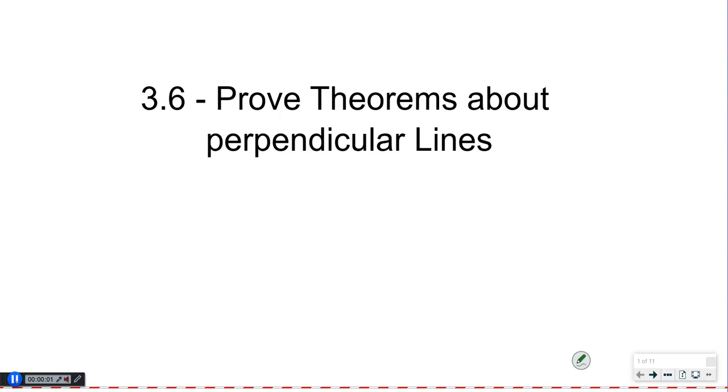All right, class, next section in our unit is 3.6. Going to skip over 3.4 and 3.5, do 3.6, and then go back and do 3.4 and 3.5. It just makes a little bit more sense to do this one first. And we're going to be proving theorems about perpendicular lines.